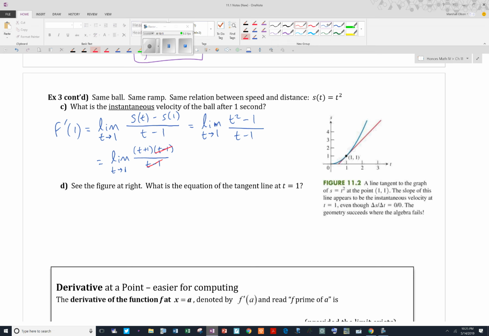And we have the limit as t approaches 1 of t plus 1. And now we can go ahead and put that 1 in for t. And that'll give us 2. So the slope of that line there is 2, which means that the instantaneous velocity is 2 feet per second.